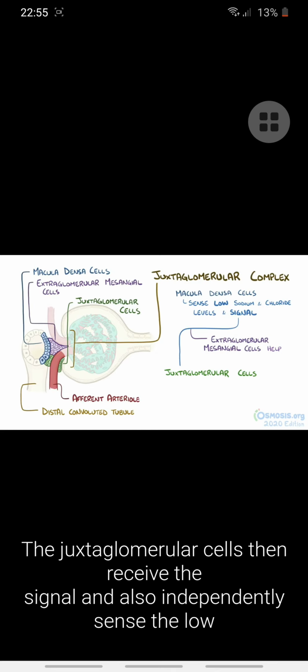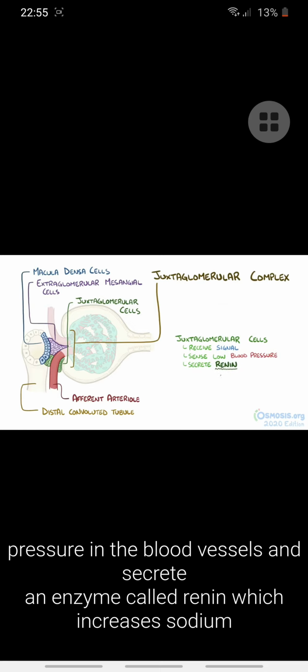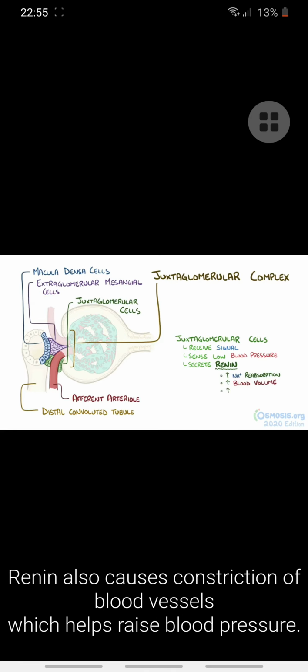The juxtaglomerular cells then receive the signal and also independently sense the low pressure in the blood vessels and secrete an enzyme called renin, which increases sodium reabsorption, and this helps raise the blood volume. Renin also causes constriction of blood vessels, which helps raise blood pressure.